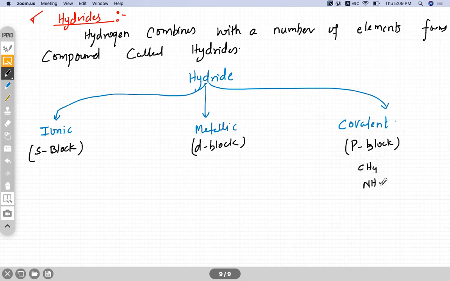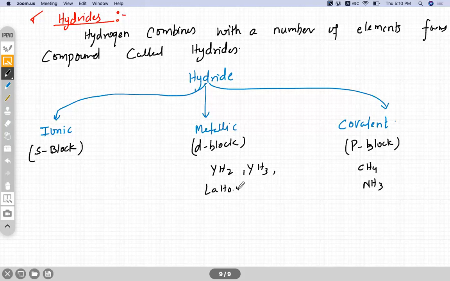NH3 is covalent. We can have YH2 metallic, YH3 metallic, LaH2.56 metallic hydrides, NaH ionic hydrides, LiH ionic hydrides, CaH2 ionic hydrides. Okay, so you understand the periodic table. S block ionic, then metallic, and then covalent. Fine.